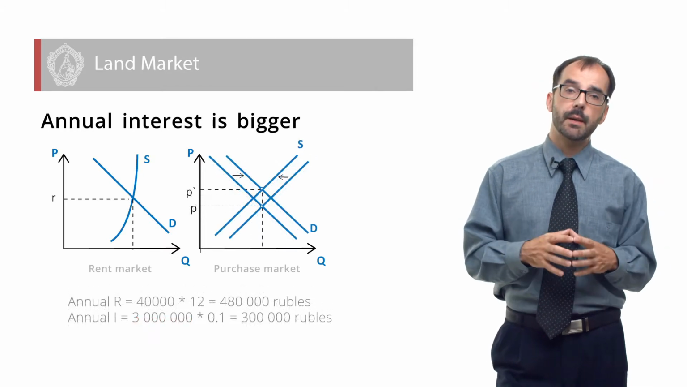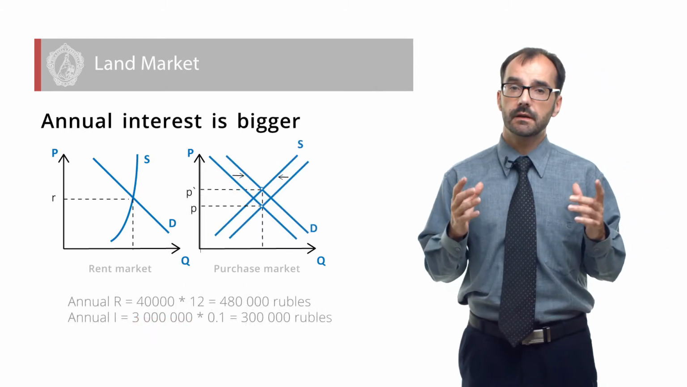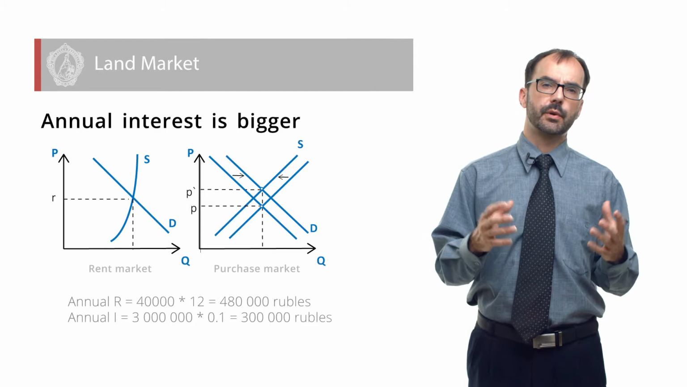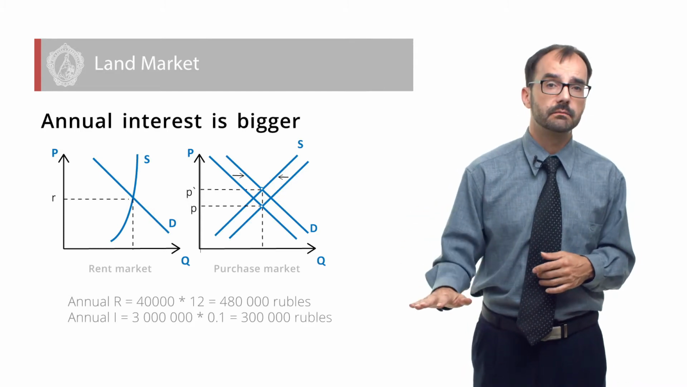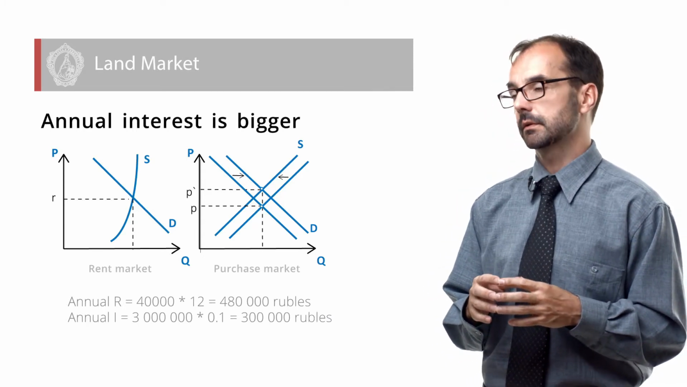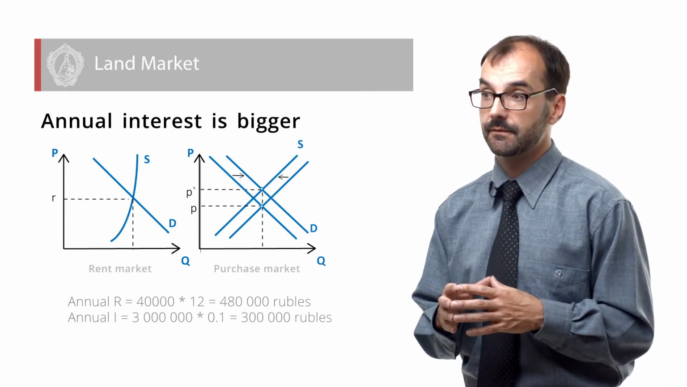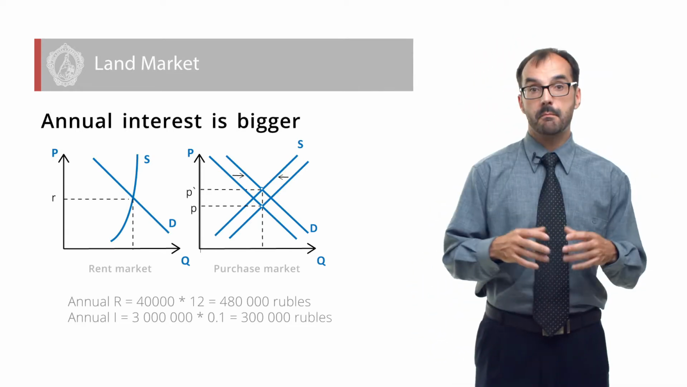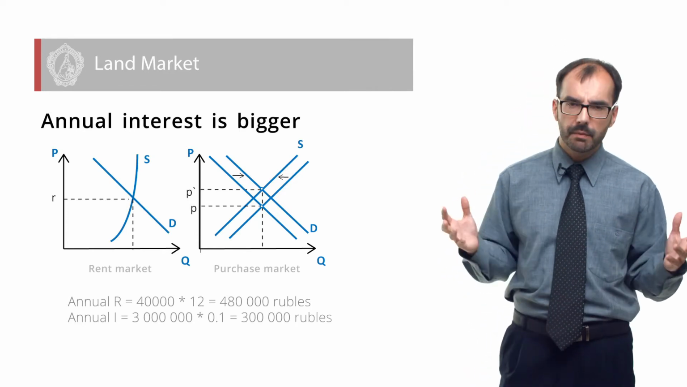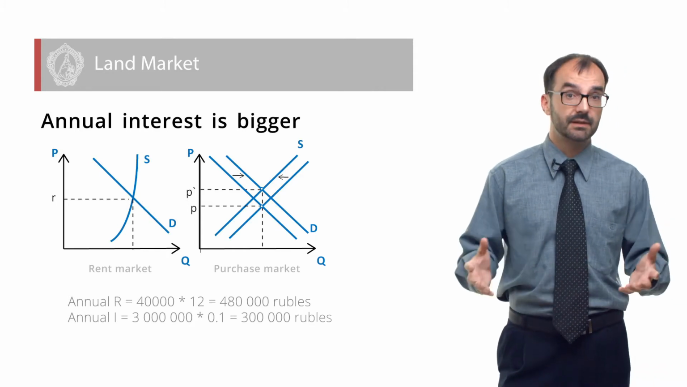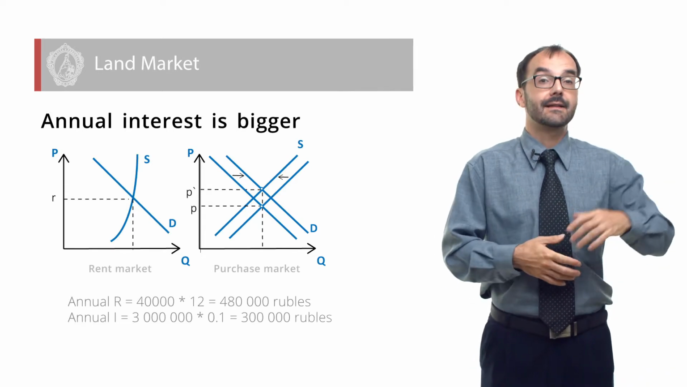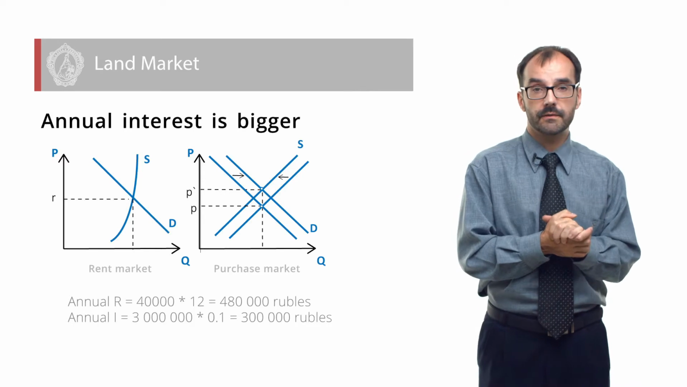A similar story will happen if the annual interest income is initially lower than the annual rent. Let's suppose that the purchase price for the apartment is 3 million. Then the annual interest income is 300,000 rubles. It means that now investments in apartments become more profitable than earning interest income from bank deposits. So many people with money, investors, will prefer to take their money from bank deposits and buy property rights for apartments and then rent these apartments to earn the rent.